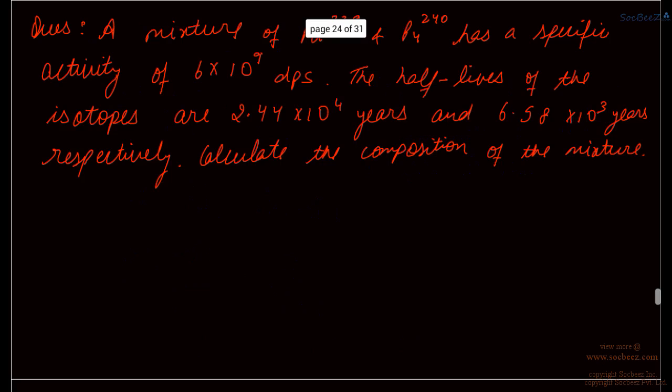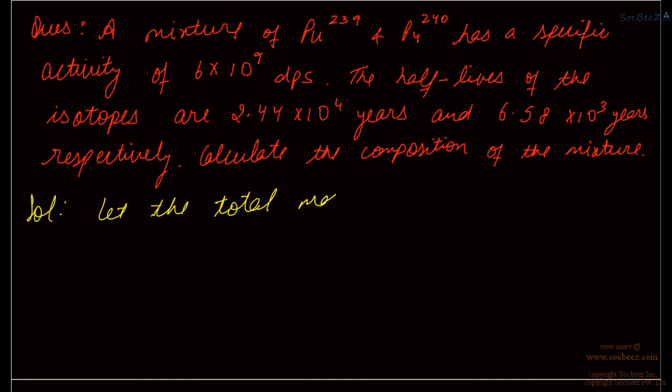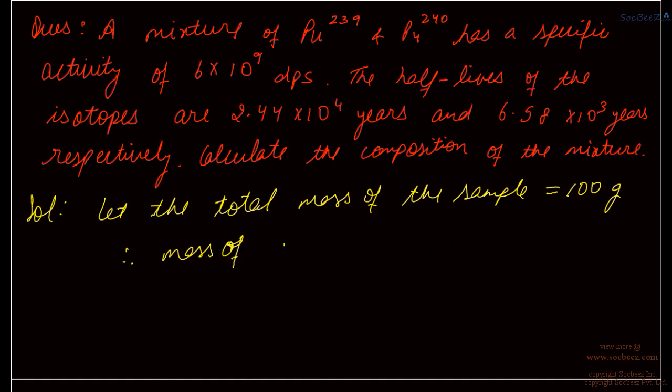Okay. Now let's discuss another question. The question says that a mixture of Pu-239 and Pu-240 has a specific activity of 6 into 10 raised to the power 9 dps. The half-lives of the isotopes are 2.44 into 10 raised to the power 4 years and 6.58 into 10 raised to the power 3 years respectively. Calculate composition of the mixture. Now let the total mass of sample be 100 gram.